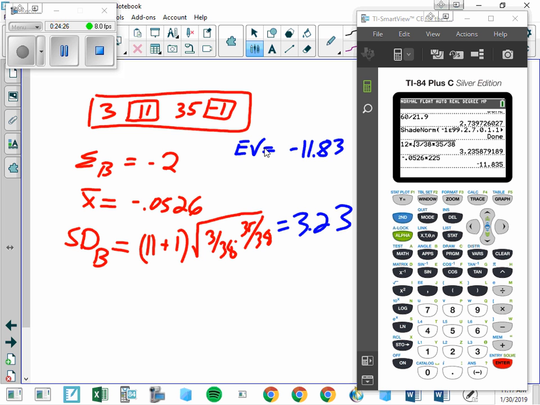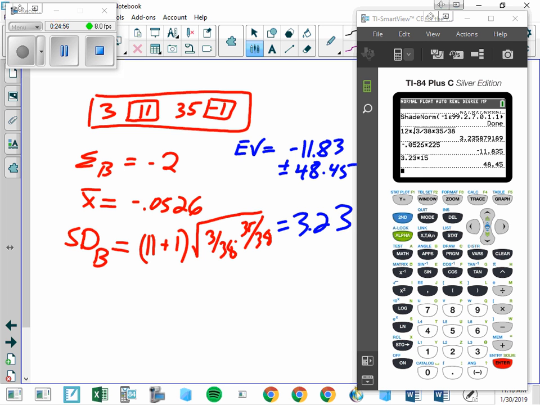And the SE is going to be 3.23 times the square root of 225, which is 15. So 3.23 times 15, and I get plus or minus $48.45. What do you think about this? Are your chances of winning good? Better than you thought they'd be, right?